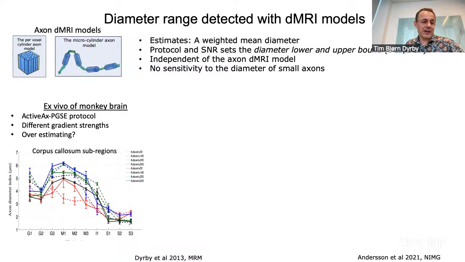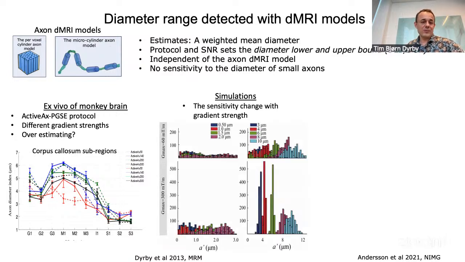This here is the cylinder model in the monkey brain, where we also saw this high trend in the corpus callosum of the monkey. And here we want to explore what happens if you use different gradient strengths, different protocols. Is this estimate actually dependent on this? The sizes we're measuring vary a bit across the corpus callosum, but we see more or less the same trend in the variation of axon diameters, independent of the protocols that we are using.